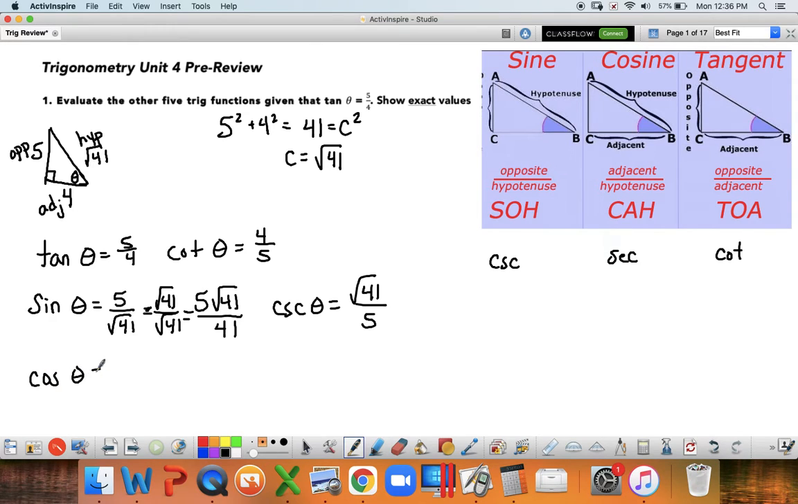Last one here is cosine, so that's adjacent over hypotenuse, and I need to fix that radical, so I get 4 square root of 41 over 41, and that partners with secant, where I just take the reciprocal there, the square root of 41 over 4. So now I filled out all of the other trigonometric functions for this particular right triangle.